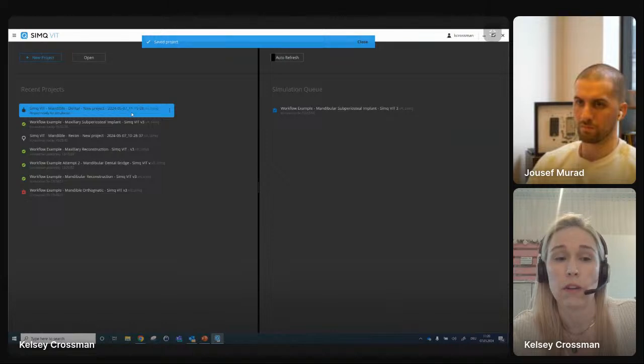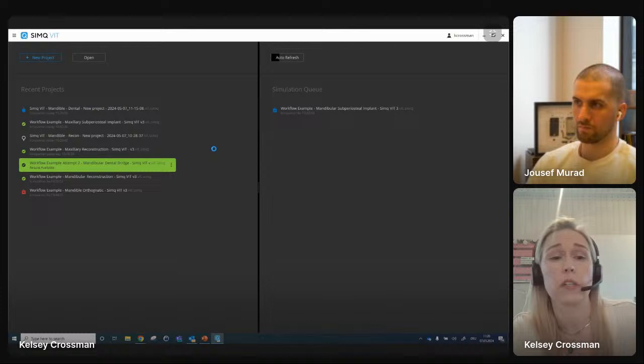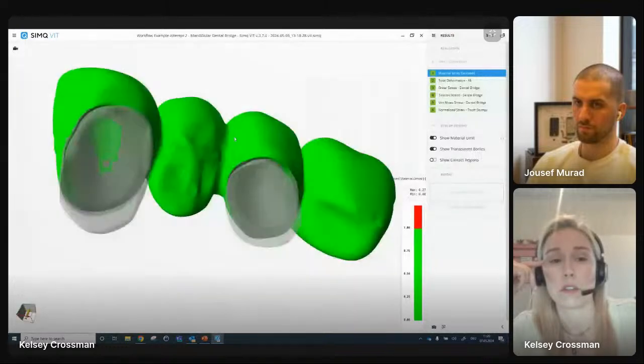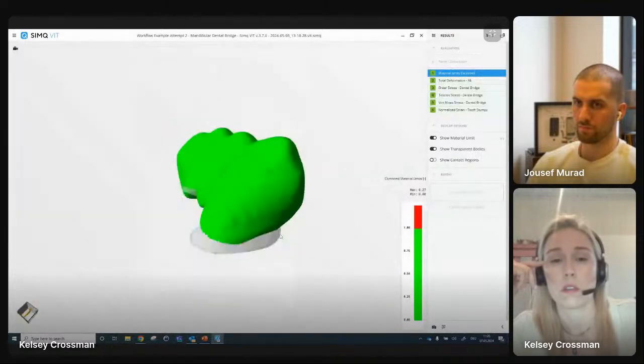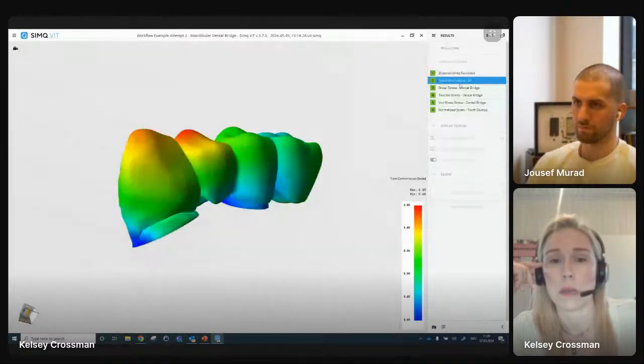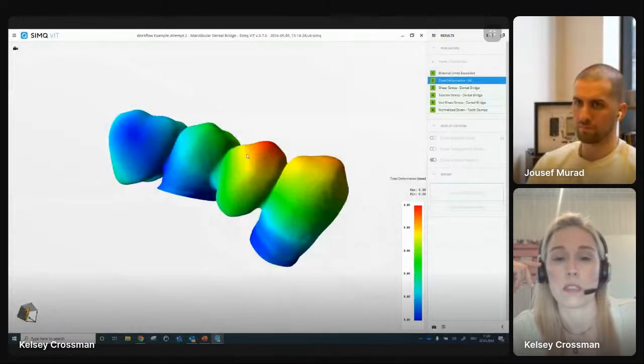I can show very quickly the dental bridge here, the results. And again, similar to the results that we went through with the maxillary. So you can see that force is there.